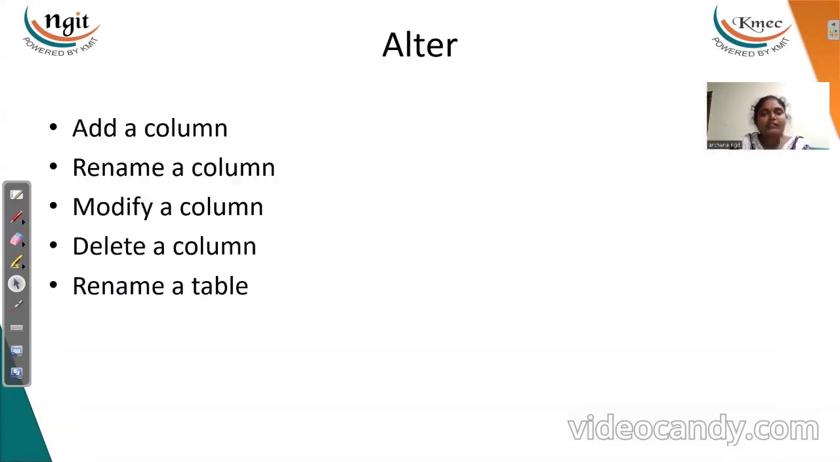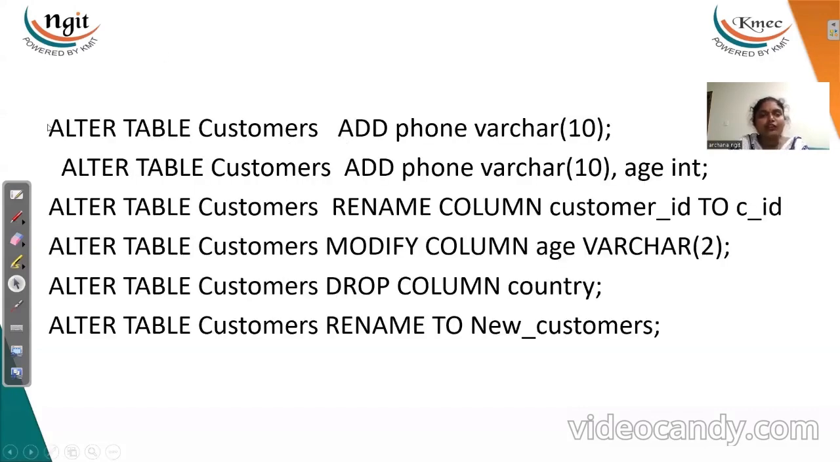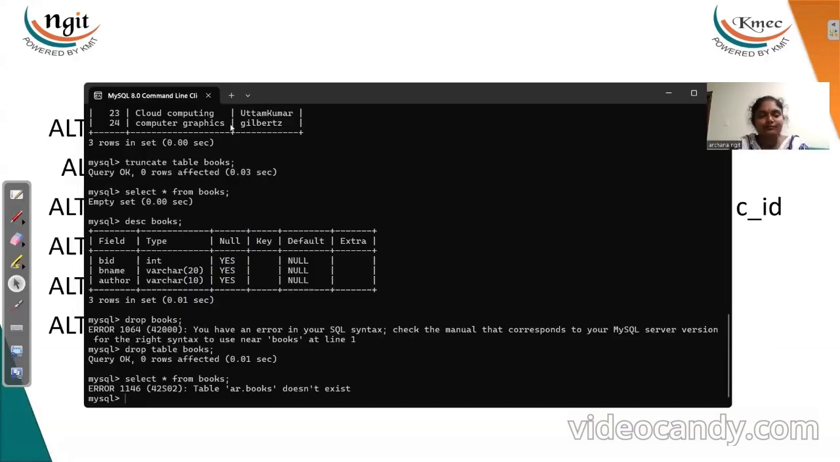Moving on to the next command as part of data definition language, that is the alter command. With alter, we have 5 possibilities to modify an existing table. The first one is add a column. Now let us add a new column to the table. So we have books extension, right?